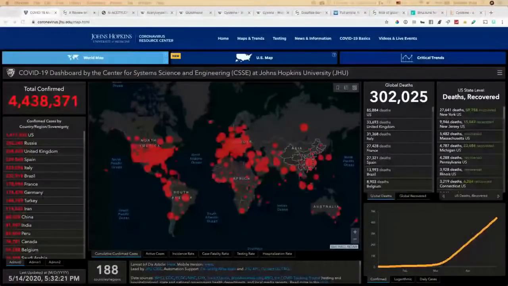So this is the situation: 4.4 million people infected and 302,000 deaths. Okay, so let's start.